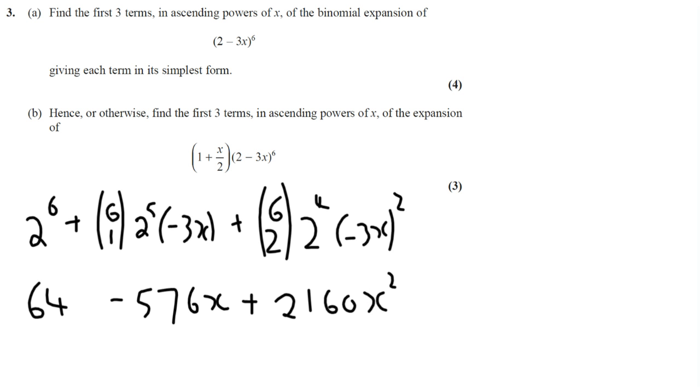And that will be 4 marks if you have that. You get a mark for having some attempt at using the binomial expansion. You might be allowed 1 slip for the first mark. Too many slips and you won't get that mark though. You get a mark if you wrote down 64 and you get a mark for the minus 576x and a mark for your final term as well.